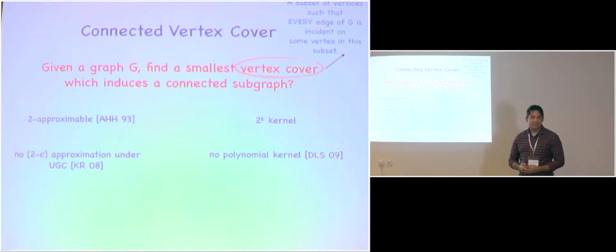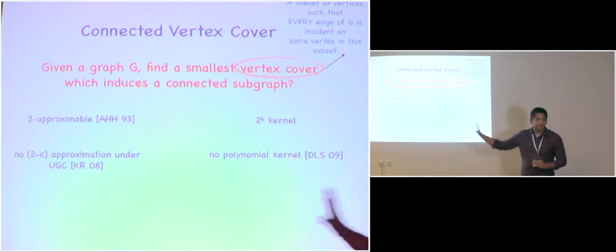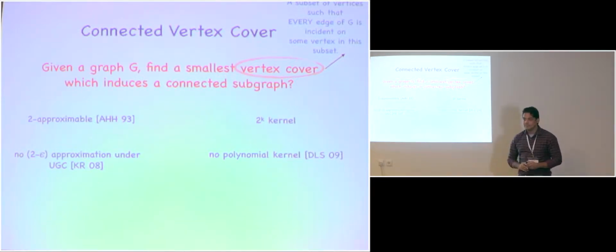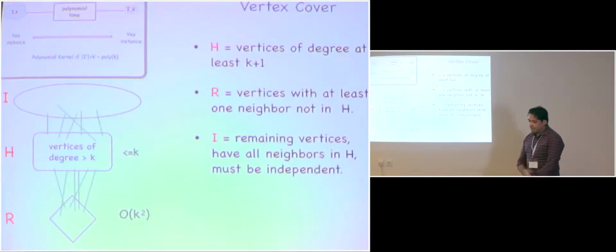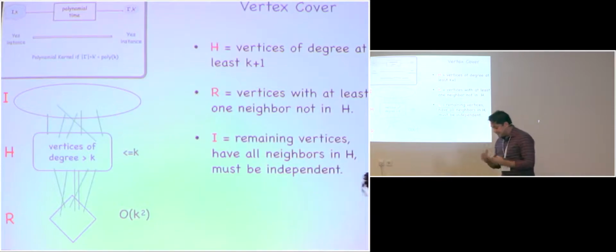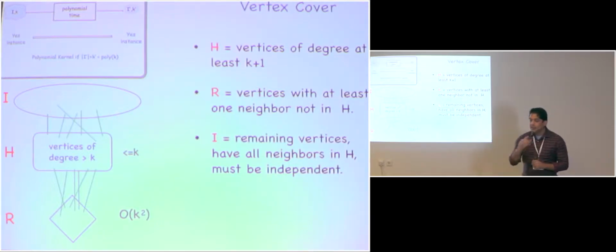So now this means we can ask the question: is there a 1 plus epsilon approximate polynomial kernel for this problem for every fixed epsilon? At least the question makes perfect sense. There is nothing on this slide that precludes you from asking this question. Okay. So before I explain this approximate kernel, let me remind you of the normal kernel for vertex cover.